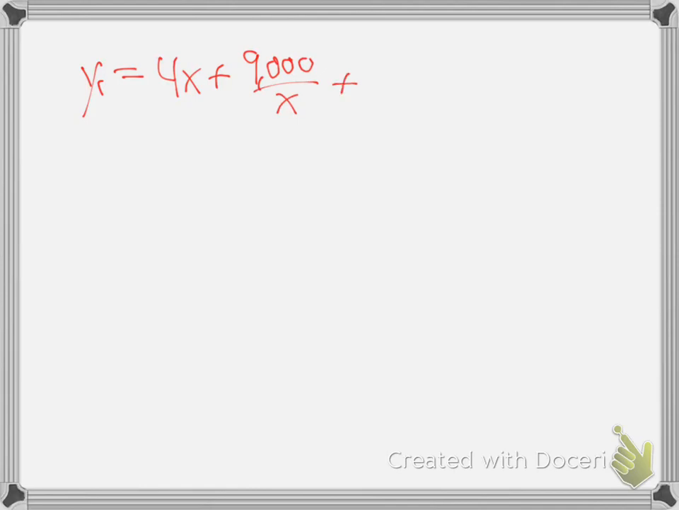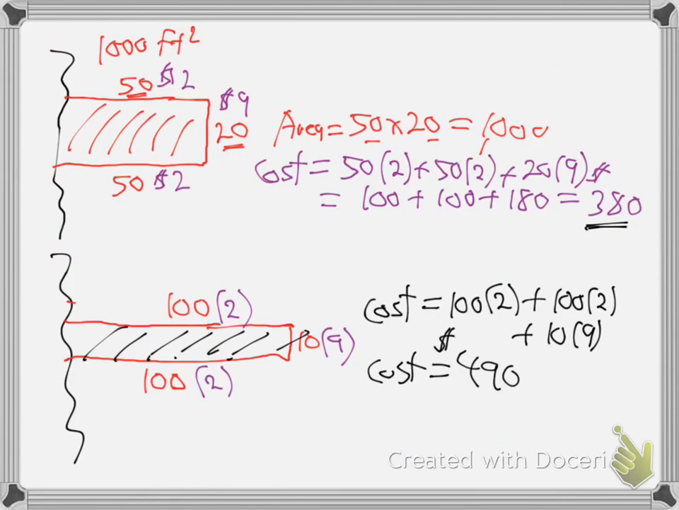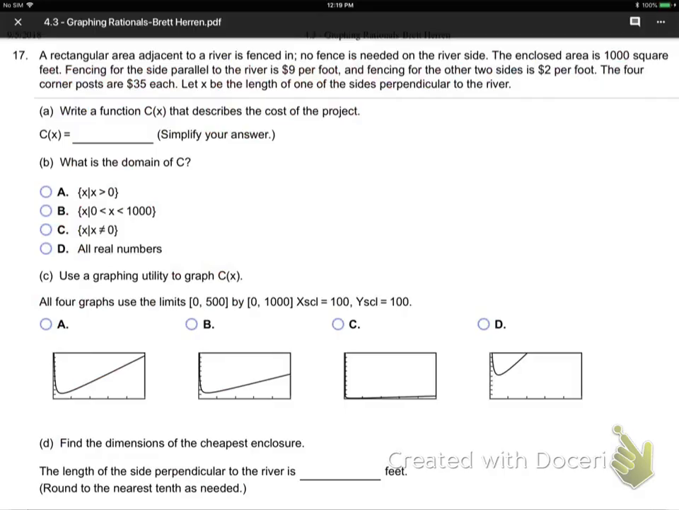9,000 over x plus 140. Yeah, so you've got to graph it. It's going to be one of the graphing calculator questions, and find the minimum. Find the minimum. Okay. Oh, and they give you the window on this, which is very nice of them. What do they tell you? There it is. 0 to 500, 0 to 1,000.